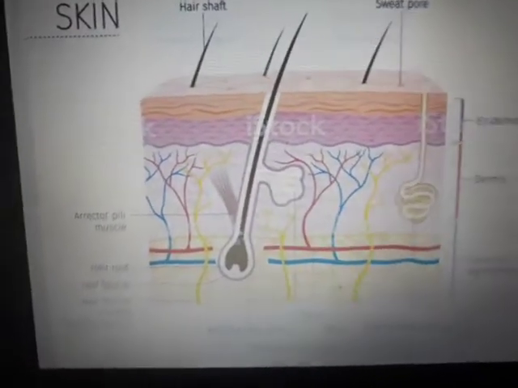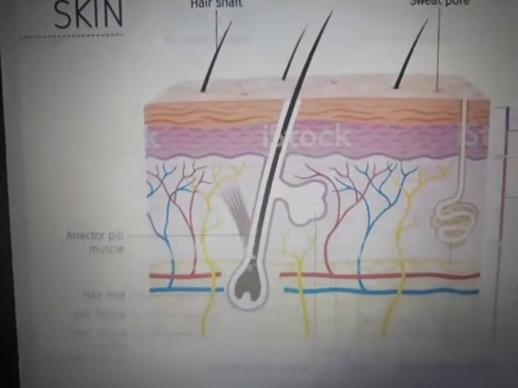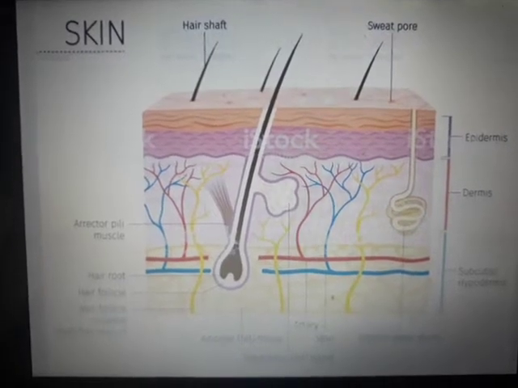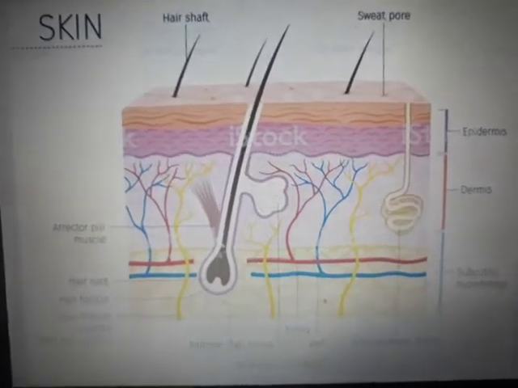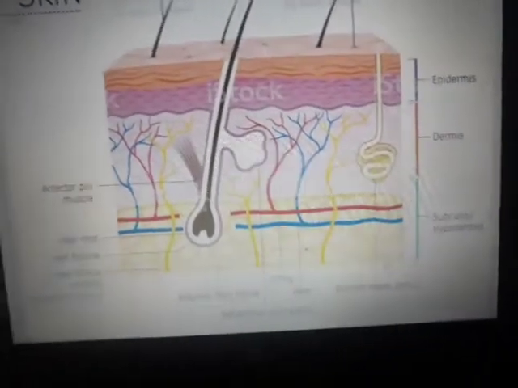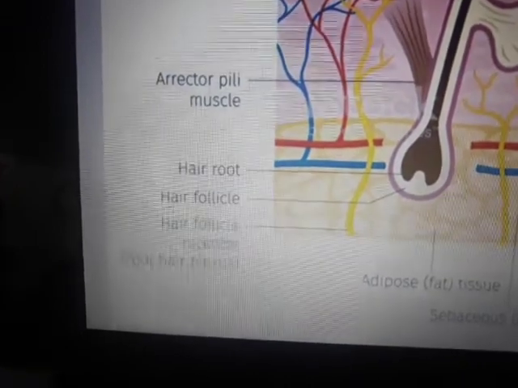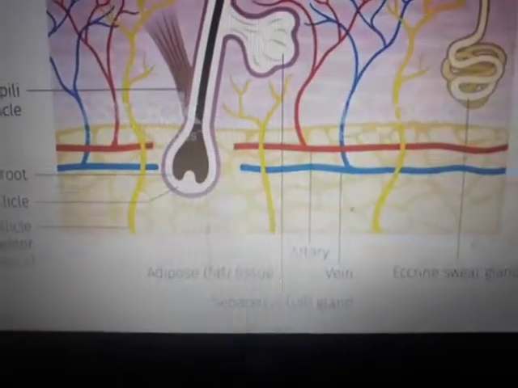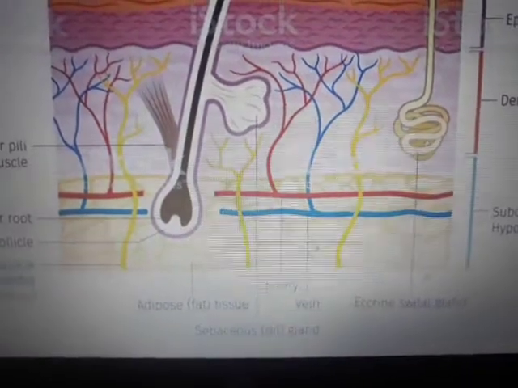Now look at the picture of the skin. I don't know whether you're able to see it very clearly, but you will have to study this properly. I'm going to forward you this PPT, so you can have a look at it and the PDF of the lesson as well, or you can refer to other pictures from the internet. You can see various parts like the hair shaft, the sweat pore, the epidermis, the dermis. Okay, and here are the erector muscles, the root hair, the hair follicle. I'm showing you this so that furthermore we can study what all of these are. Adipose tissue, you can see the sebaceous gland or the oil gland. Fine.